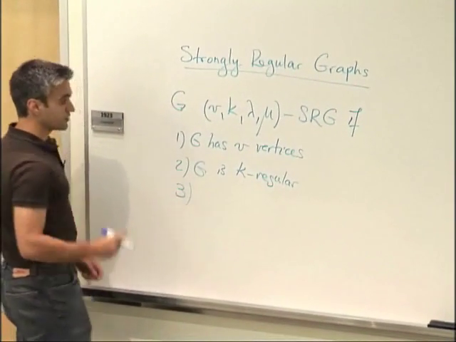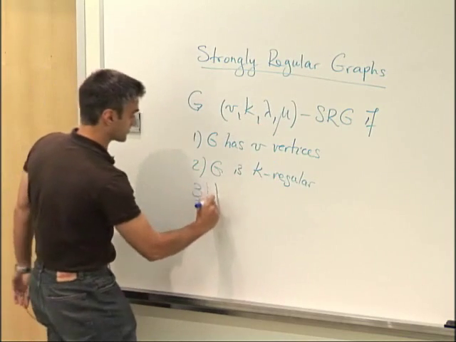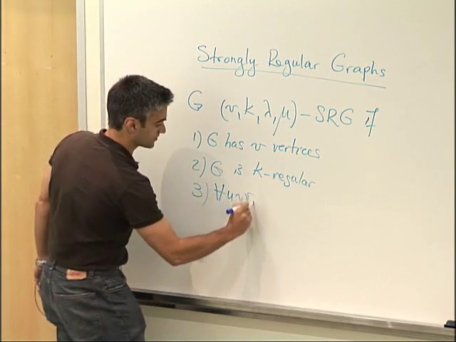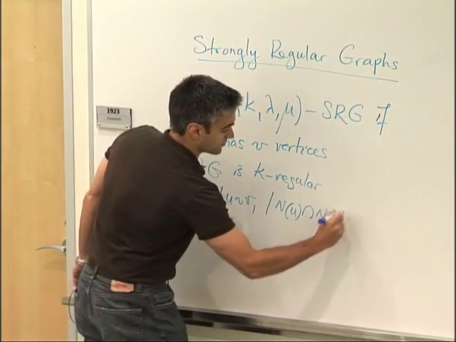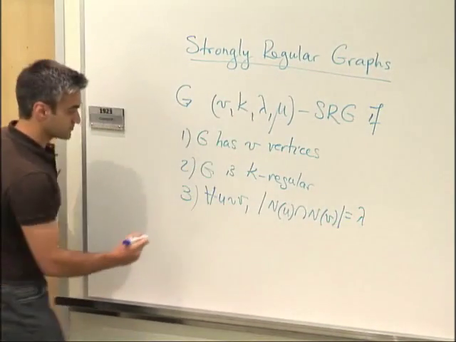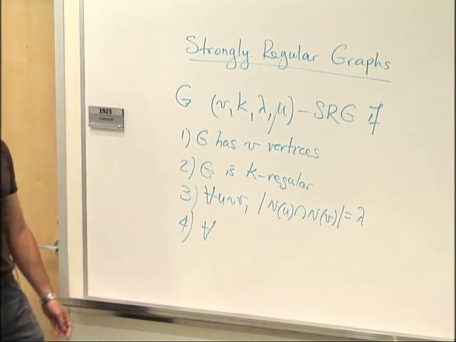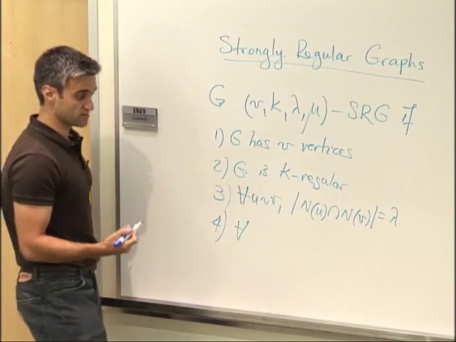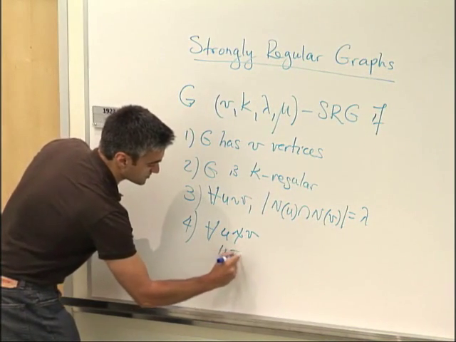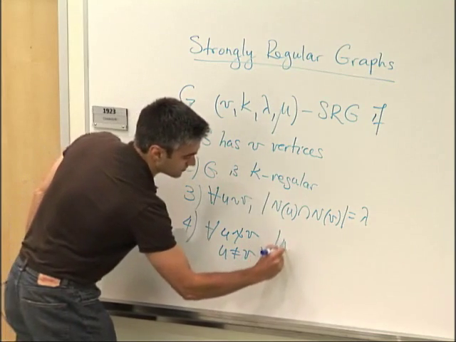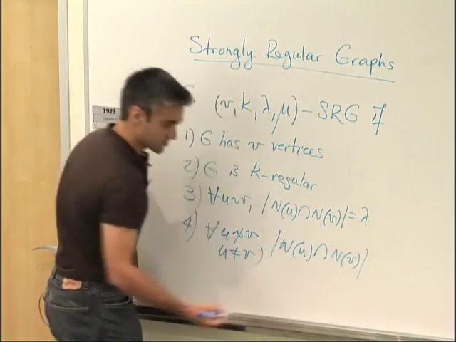Three, any two adjacent vertices have exactly lambda common neighbors. So for every U adjacent to V, the cardinality of the intersection of the neighborhood of U with the neighborhood of V is lambda. And four, the same thing for any two non-adjacent vertices: they have exactly mu common neighbors. So for any U and V, U not adjacent to V and U and V not the same, the cardinality of the intersection of these neighborhoods equals mu.